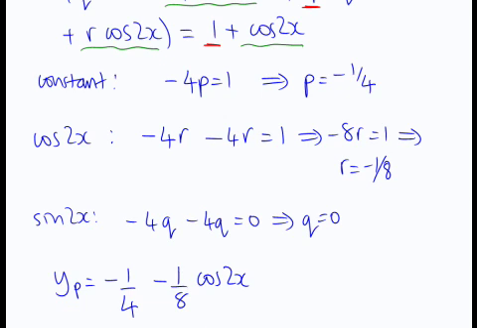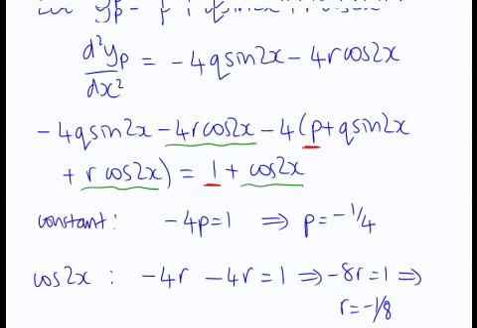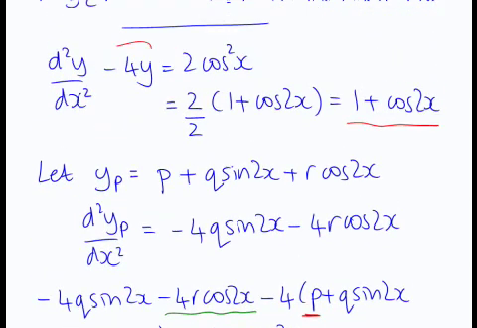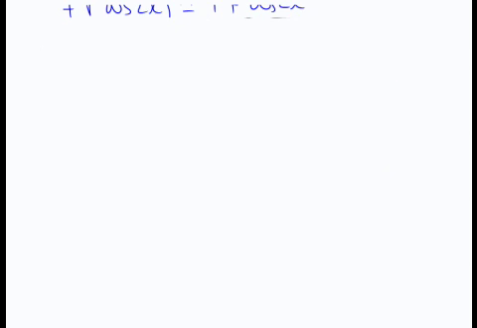You might like to have a think as to why it is in this case that q came out to be 0. If I scroll up, it's in fact up here because there's no first derivative in this expression. So in fact I would have been fine had I ignored q in the first place. I could have just had my particular integral as p plus r cos 2x. But it doesn't do any harm to put it in, and certainly had there been a first derivative there, I would have needed it in.